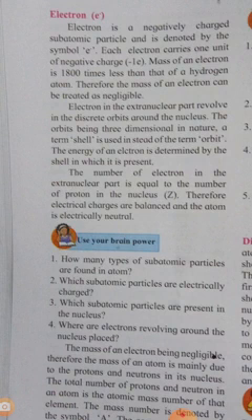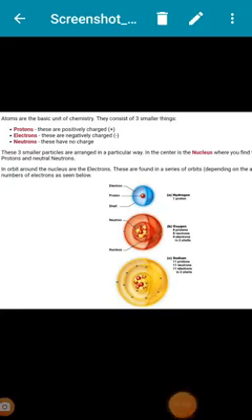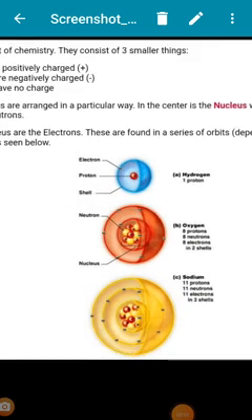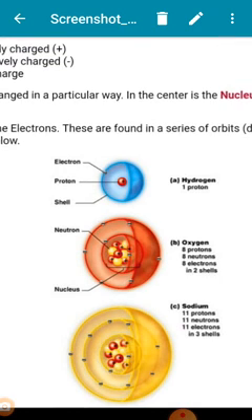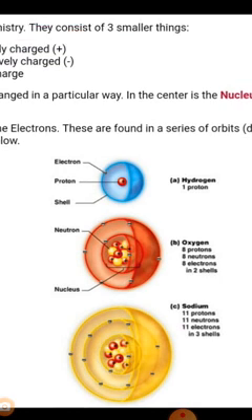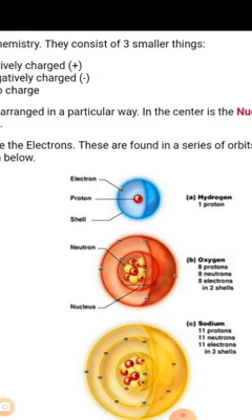And student, the number of electrons in the extranuclear part is equal to the number of protons. That means in an atom of an element, the number of protons and electrons are the same. Therefore, electric charges are balanced and the atom is electrically neutral. If we observe these examples of hydrogen, oxygen, sodium, the center part is called the nucleus. This nucleus contains protons and neutrons. Proton has positive charge, neutron is chargeless, and negatively charged electrons revolve around the nucleus.